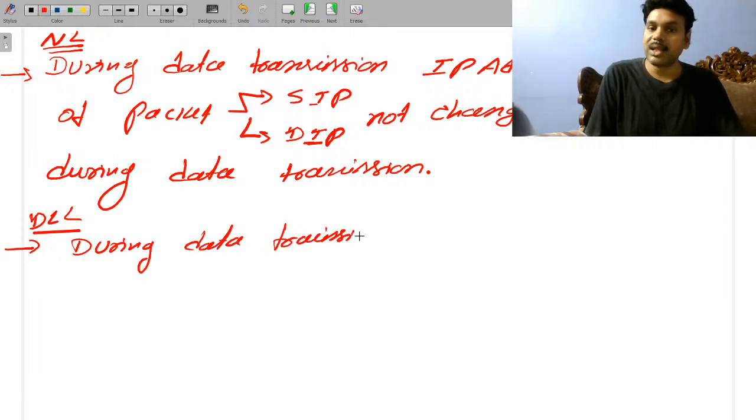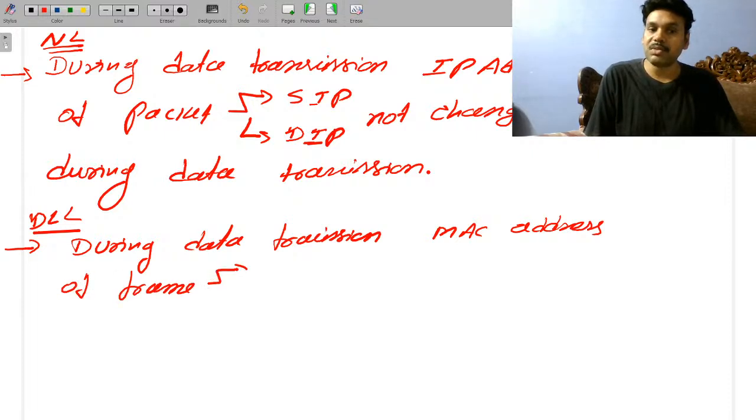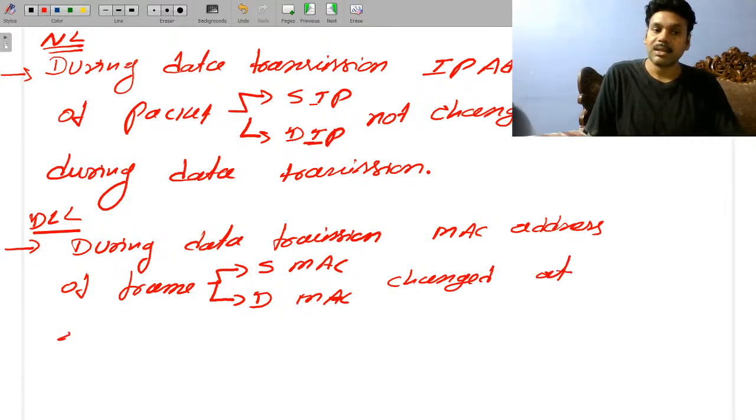So during data transmission, this is nothing but a linked list. During data transmission, MAC address is changed. Very, very important question. MAC address of a frame, please understand, which consists of source MAC and destination MAC, the medium access control address, is changed at every link it visited.